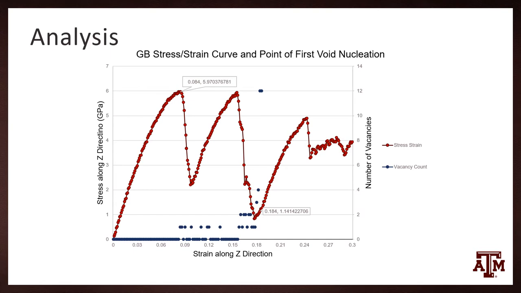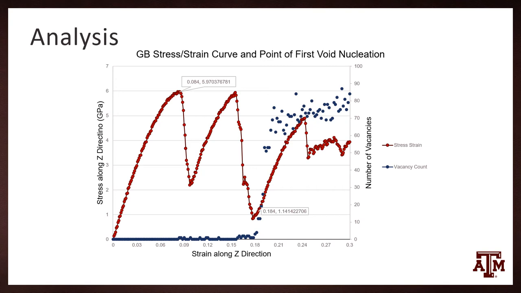There is a serrated nature of the stress-strain curve, which seems unusual at first. However, the drop-offs in stress make sense when looking at the vacancy count. The first valley in stress occurs when the first vacancy nucleates at about 9% strain, allowing the lattice to relax. Then the second vacancy nucleates around 15% strain and causes another steep drop-off in stress. The stress further falls until finally at 18.4% strain, the vacancy count jumps to 12, two of which are adjacent, making the first void in the material.